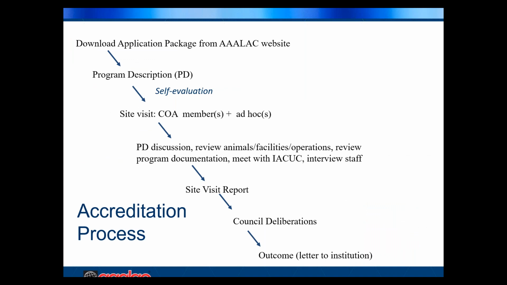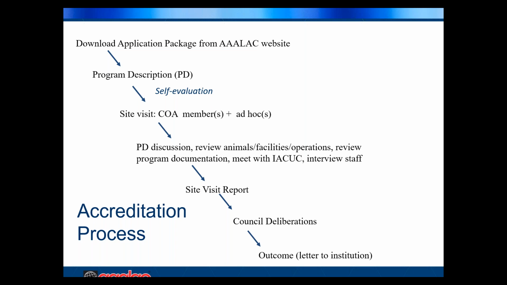This diagram shows the numerous steps to achieve accreditation, beginning with the application and completion of the self-evaluation component, achieved by preparing the institutional description of its animal care and use program, or what we refer to as the program description. Then hosting the on-site assessment, which is conducted by one or more members of the Council on Accreditation and one or more ad hoc consultants. During the visit, they do a page-by-page review and discussion of the program description with institutional representatives.